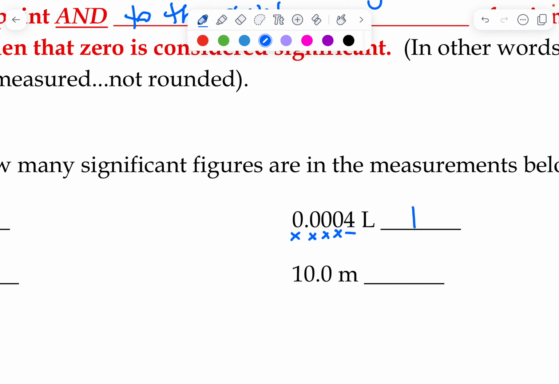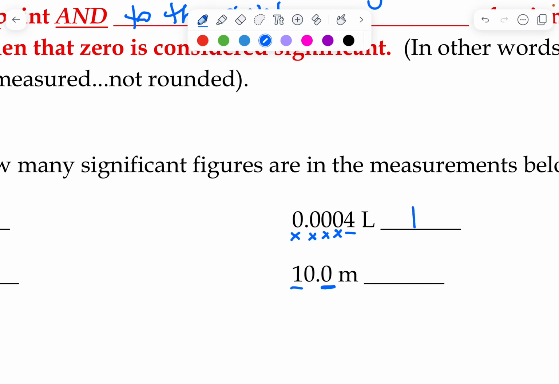This last one's a little bit tricky. We know the 1 counts because anything 1 through 9 counts. This next 0 might be a significant figure if it's in a sandwich. It can't follow the right rule because it's to the left of the decimal point. So it's a maybe. We have to decide about this 0 right here behind the decimal point.